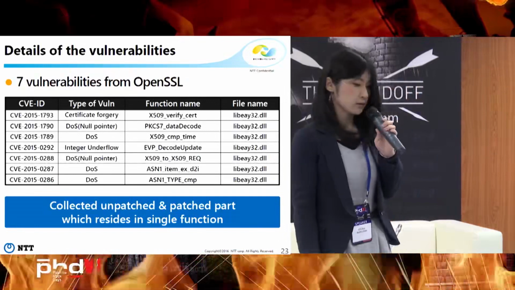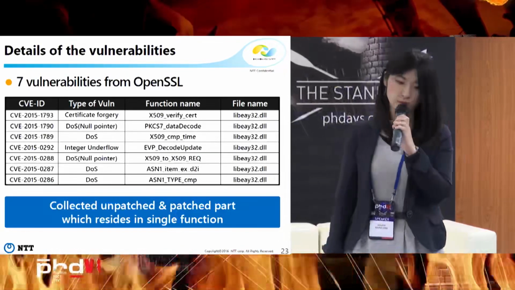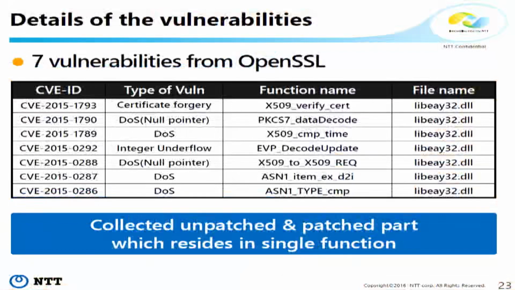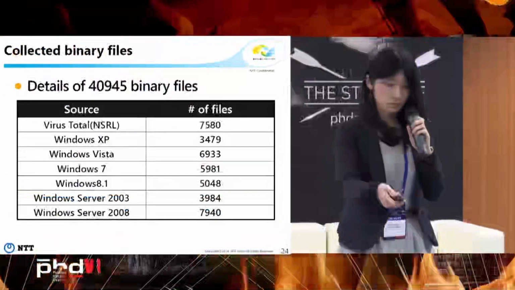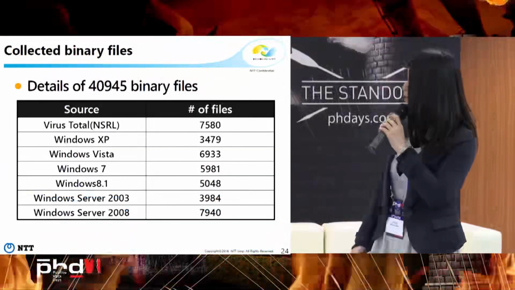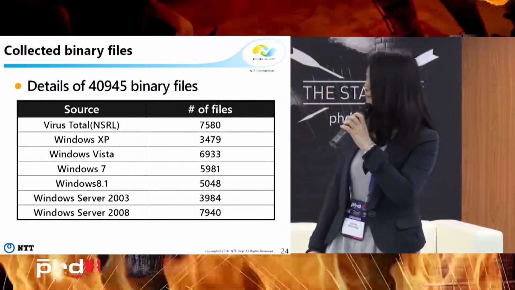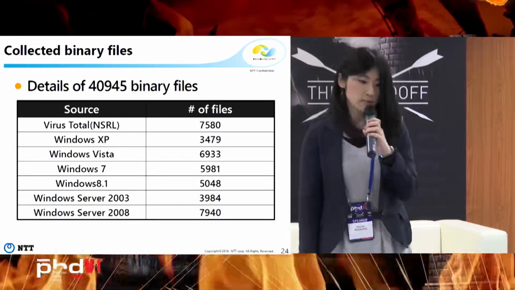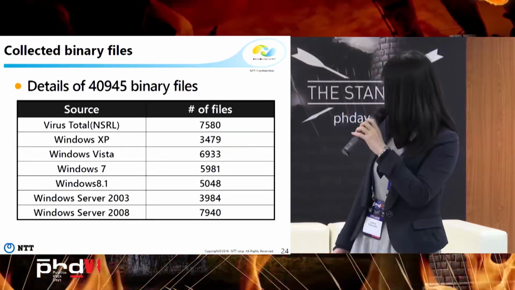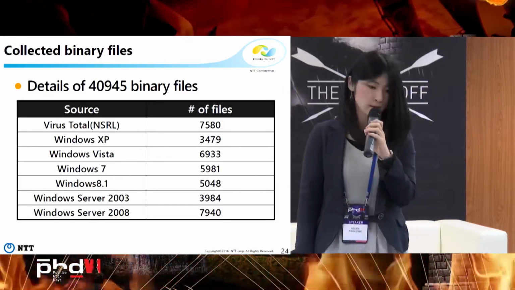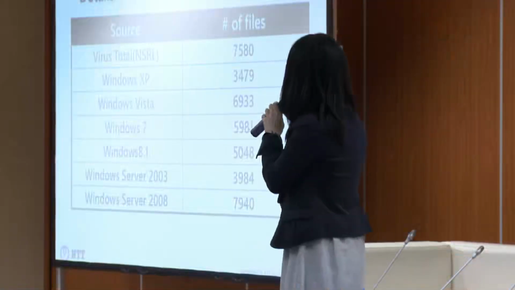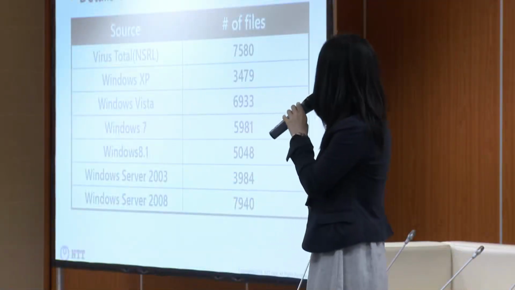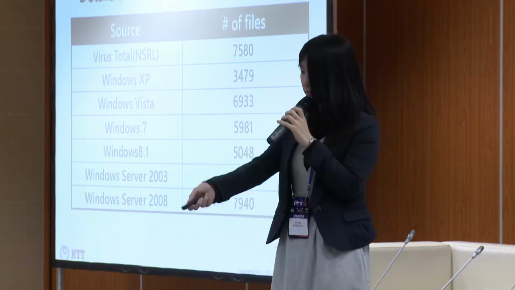I mainly collected vulnerabilities which reside in a single function, so it's mainly integer overflow and buffer overflow. And this is a detail of the binary files I collected. I collected mainly from the latest Windows XP, Windows Vista, 7, 8.1, Server 2003, and Server 2008. I also collected files from VirusTotal which were not detected as malicious.